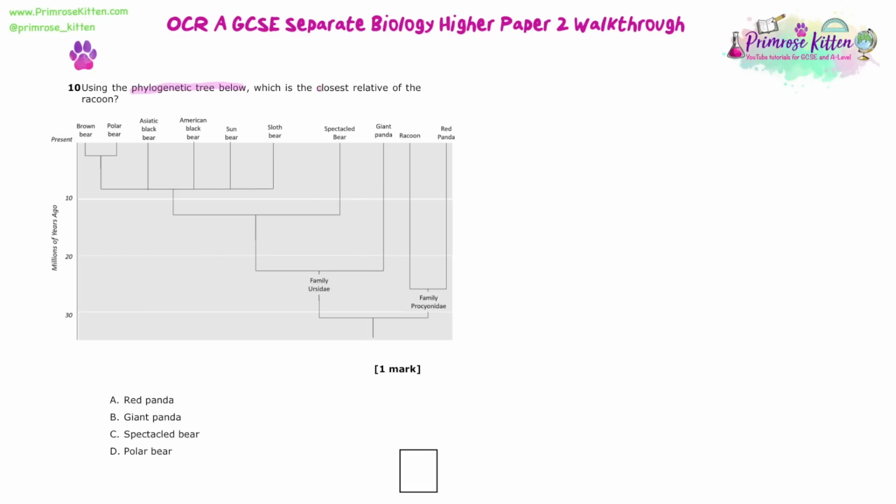Question 10. Using the phylogenetic tree below, which is the closest relative of the raccoon? Okay, so the raccoon is here. So it is on the same branch. It shares a branch with the red panda. So it is the red panda because that is the closest one. Just be careful. It's not the giant panda, even though they're close at the top in terms of labels. If you look, they're not actually on the same branch. So it has to share the same branch with the thing it's closely related to. So it is the red panda.